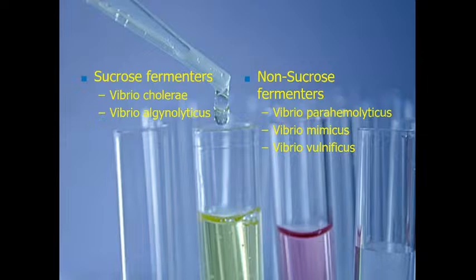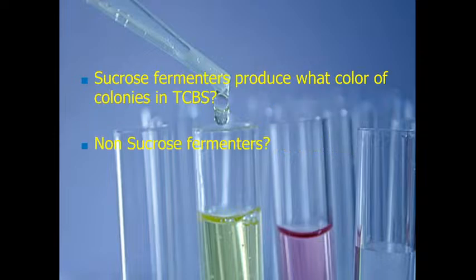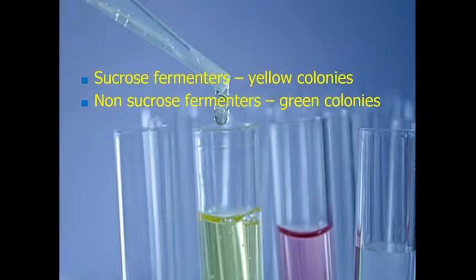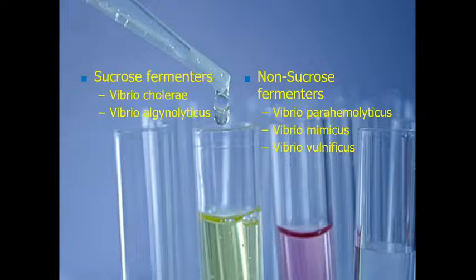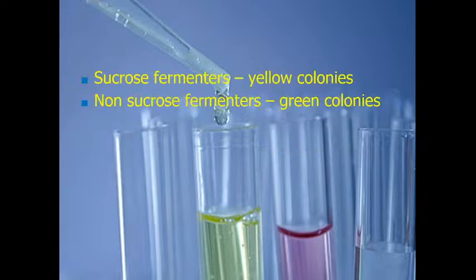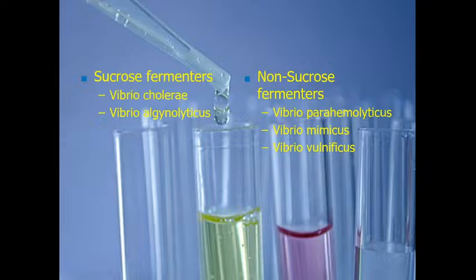So when you see green colonies in TCBS, expect that it's Vibrio parahaemolyticus, Vibrio mimicus, or vulnificus. If it's yellow, it's a sucrose fermenter. Clear? So Vibrio cholerae is usually going to form yellow colonies in TCBS, thiosulfate citrate bile salts sucrose.